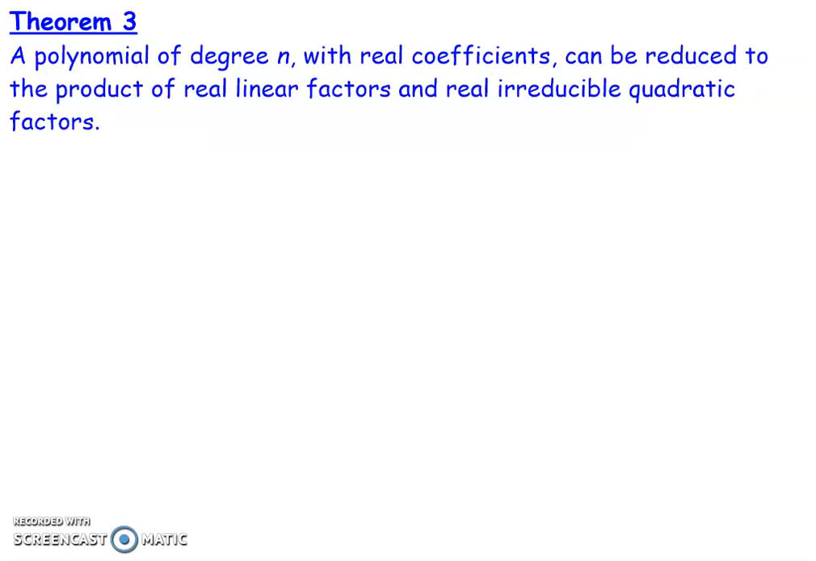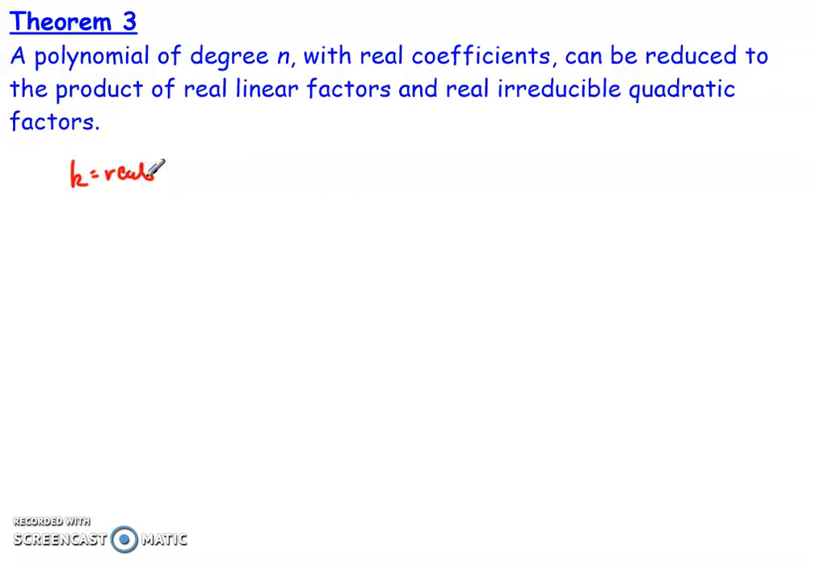Last theorem is that a polynomial, degree n, with real coefficients can be reduced to the product of real linear factors and real irreducible quadratic factors. So let's imagine that k is a real root.